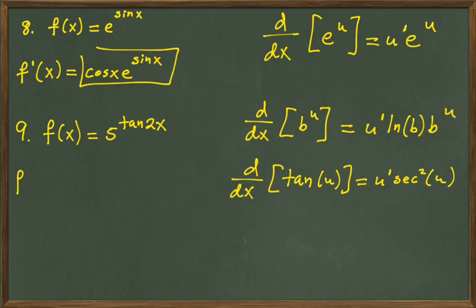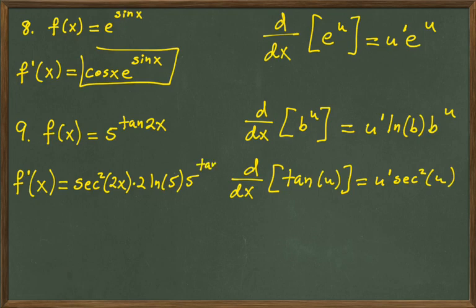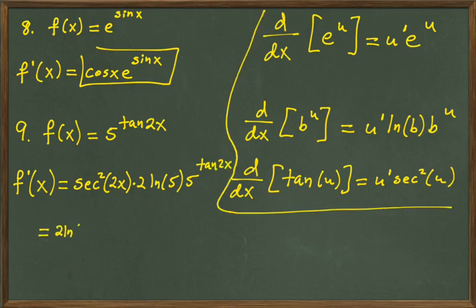So we'll go ahead and take the derivative of this. The derivative of tangent of 2x is secant squared of 2x, and then times 2. That's your chain rule going on there. And then times the natural log of 5, and then 5 to the tangent of 2x. So not real terrible. I'm just going to apply your derivative formulas there.